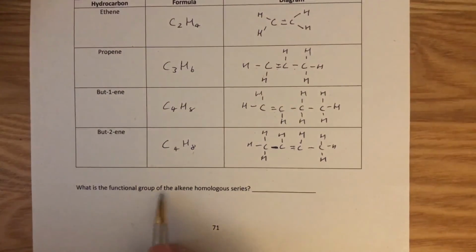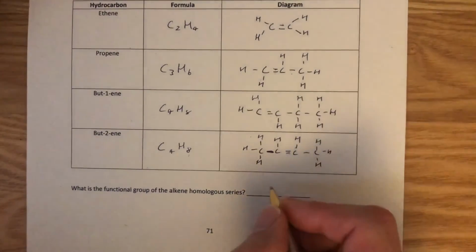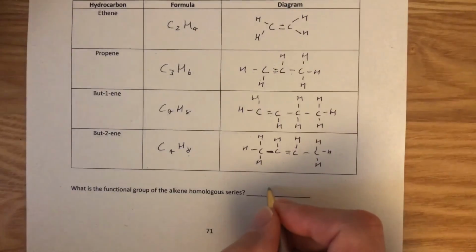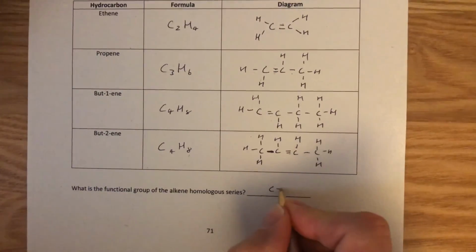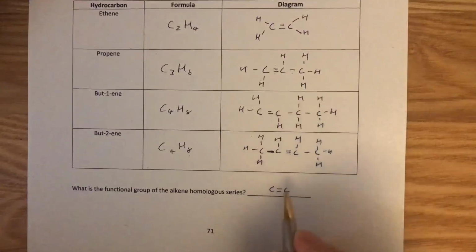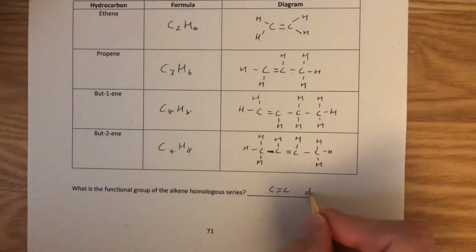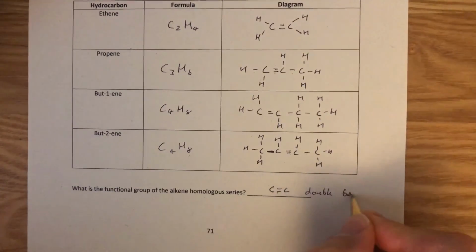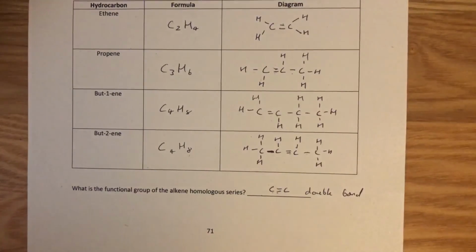What is the functional group of the alkene homologous series? The functional group is the unique thing about this hydrocarbon homologous series, and that is the carbon-to-carbon double bond. And that is an introduction to alkanes and alkenes.